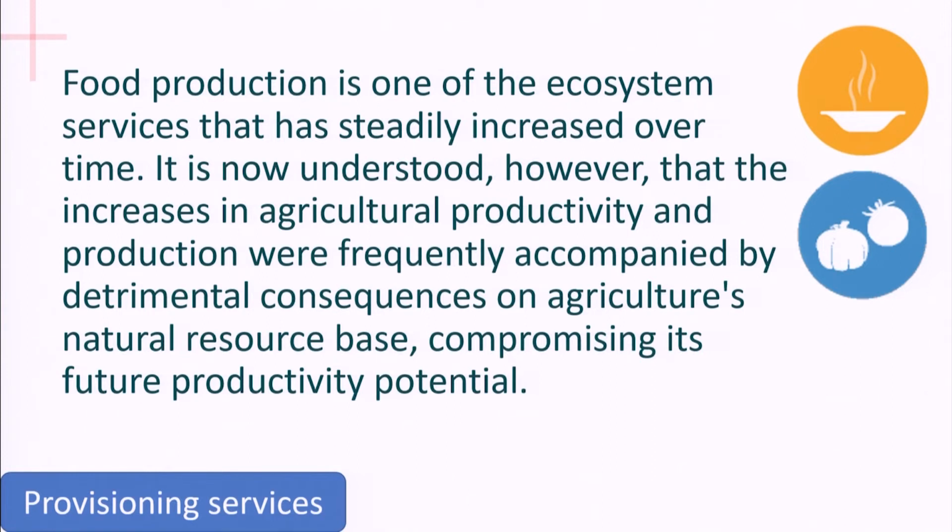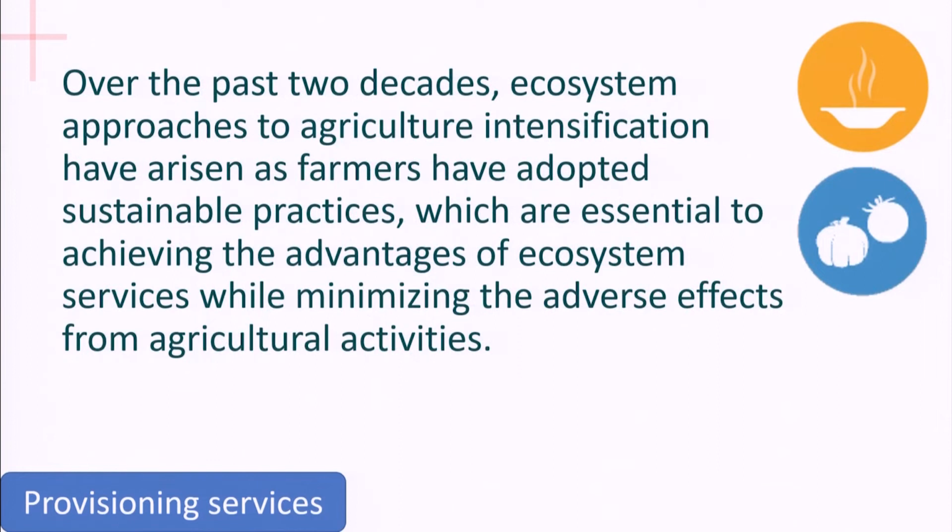It is now understood, however, that the increase in agricultural productivity and production were frequently accompanied by detrimental consequences on agriculture's natural resource base, compromising the future productivity potential. Over the past 2 decades, ecosystem approaches to agriculture intensification have arisen as farmers have adopted sustainable practices, which are essential to achieving the advantages of ecosystem services while minimizing the adverse effects from agricultural activities.